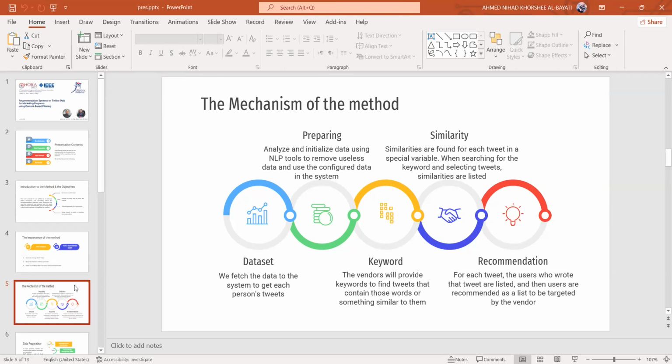After preparing the data, we will ask the vendor to give a keyword. The keyword will be used for making the recommendation. The vendor will provide the keyword to find tweets that contain those words or something similar to them. After finding the similar tweets in the similarity process, they are recorded in a special variable. When searching for the keyword and selecting tweets, similarities are listed, and those similar tweets are used for recommendation. For each tweet, the user who wrote that tweet is listed, and then users are recommended as a list to be targeted by the vendor. The vendor in this case can easily target the person who may like his service or the item that he wants to sell.